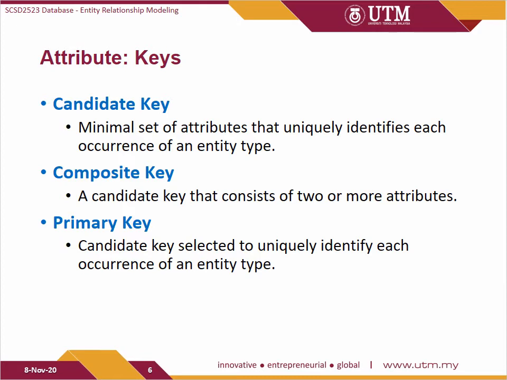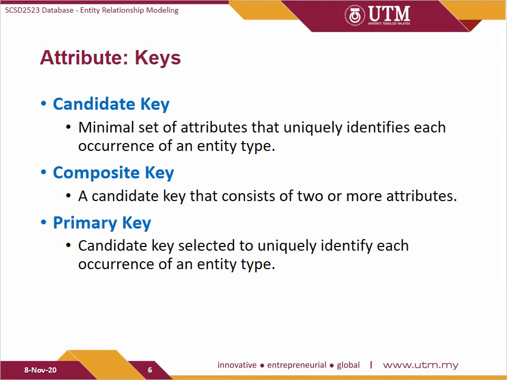Okay, so next we talk about the attributes that are identified as keys. For example, candidate key, composite key, and primary key. First is candidate key. Candidate key is a minimal set of attributes that uniquely identifies each occurrence of an entity type. In addition, candidate key is a minimal superkey with no redundancy.